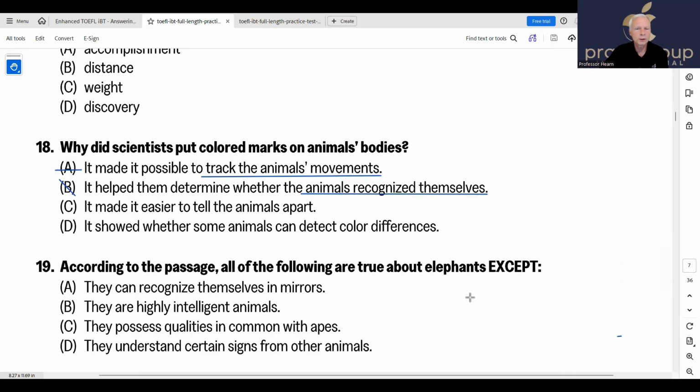Choice C, what does it talk about? It made it easier to tell the animals apart. Well, there was nothing about using the mark to tell the animals apart, so choice C also is not possible. And what about choice D? It showed whether some animals can detect color differences. No, our passage talked about the animal recognizing itself, and therefore choice D also is not possible. And this leaves us with choice B as the best answer.